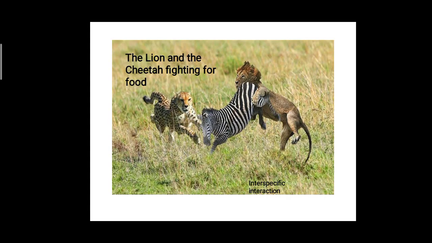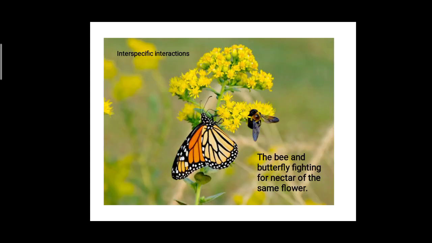Okay, we have the lion and the cheetah fighting for food. Okay, since nag-aaway sila sa same resources at magkaibang klaseng species sila, we call it as interspecific interaction or interspecific competition. Another example is the bee and the butterfly fighting for nectar of the same flower. Okay, isang resources lang yung pinagkukuhaan nila at magkaibang species sila or magkaibang nilalang or organism. So, this is also an example of interspecific interactions or interspecific competition.